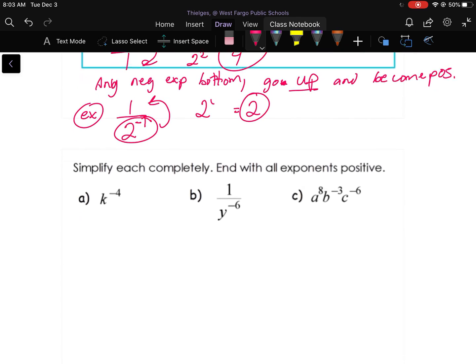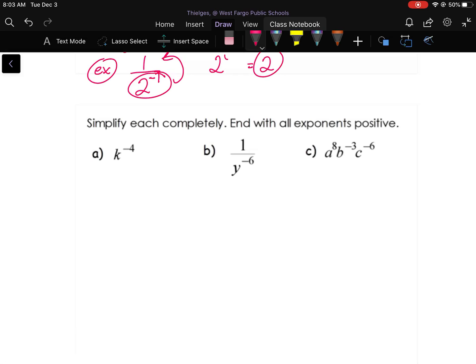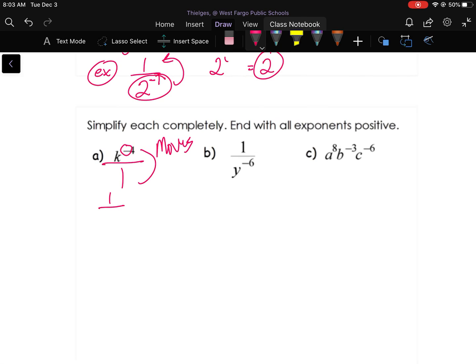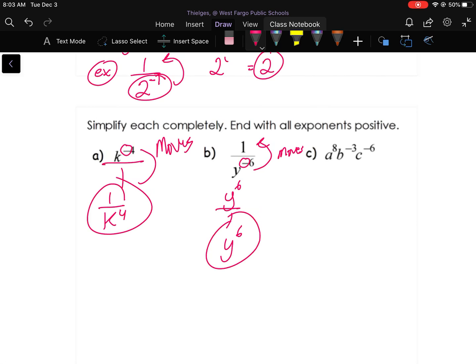It's basically, if I've got a negative exponent on top, it moves downstairs. So 1 over k to the 4th. Any negative exponent on the bottom moves upstairs. So y to the 6. You could put it over 1, but it's still just y to the 6. So there's my final answer.